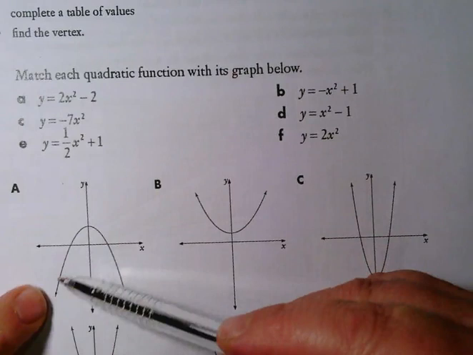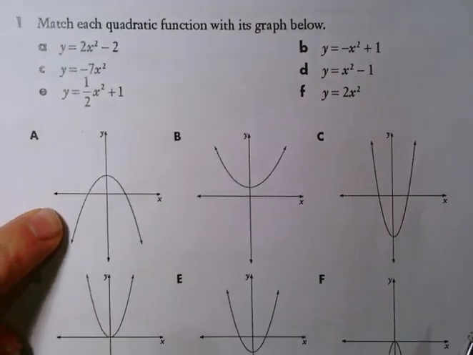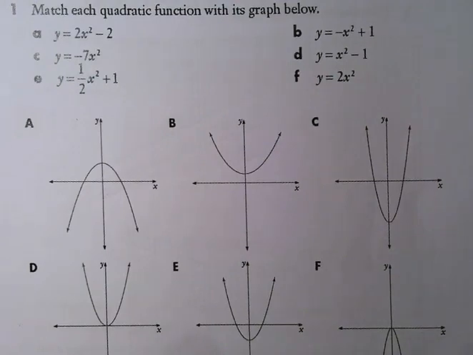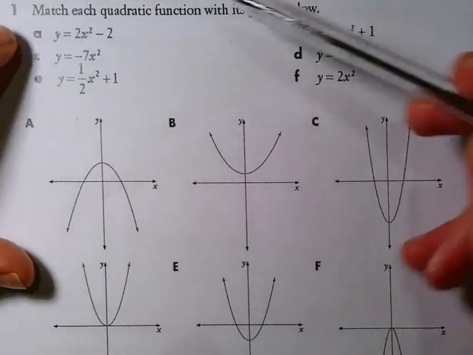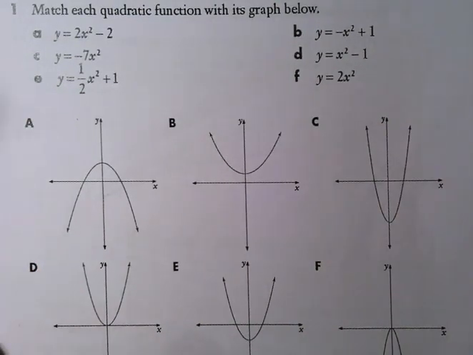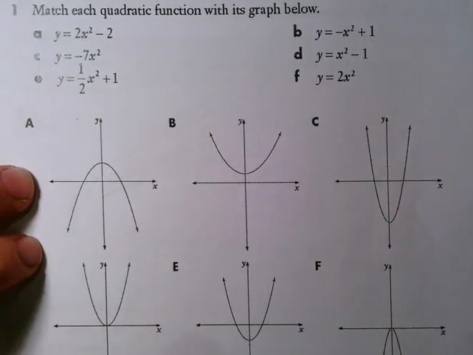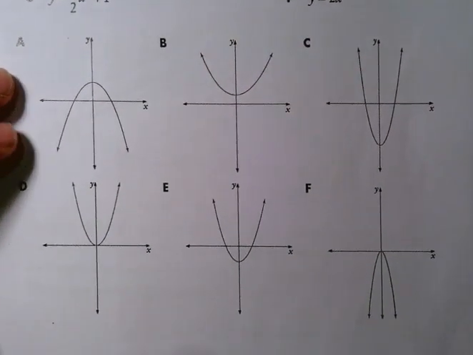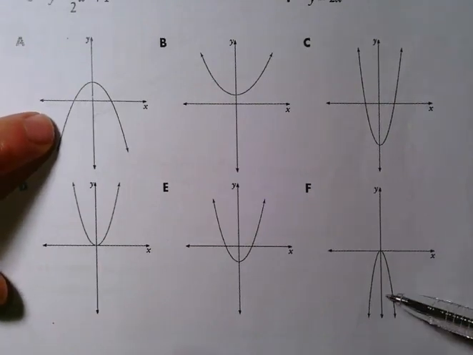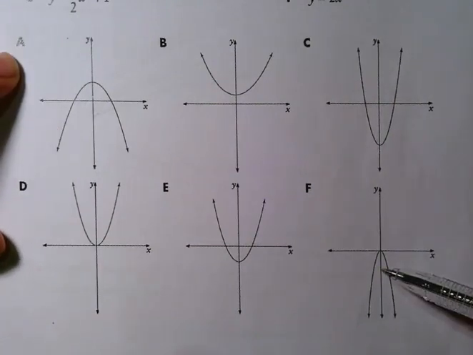Now, for example, if we want to match each quadratic function with the graph below, I want you to pause the video and try it on your own. But you can see we've got 6 graphs and 6 equations. And the first thing you want to be doing, maybe let's look at the 2 concave downs. So the 2 concave down ones are A and F, okay?